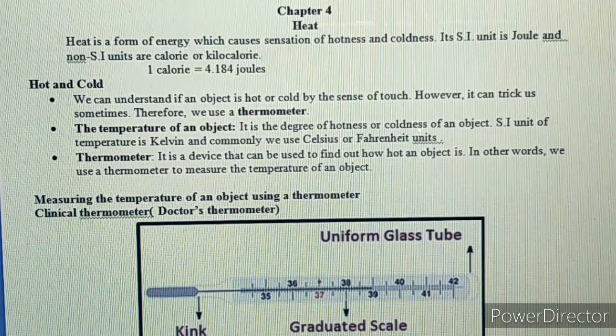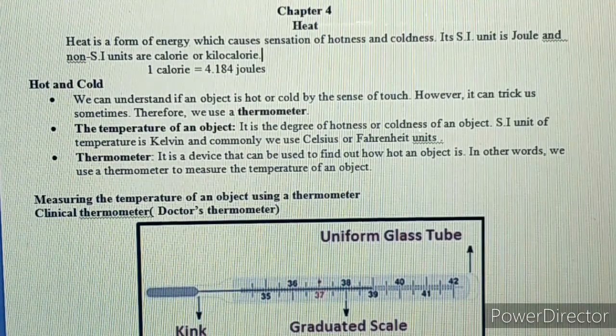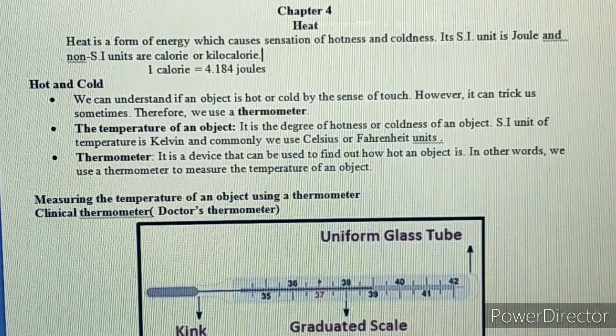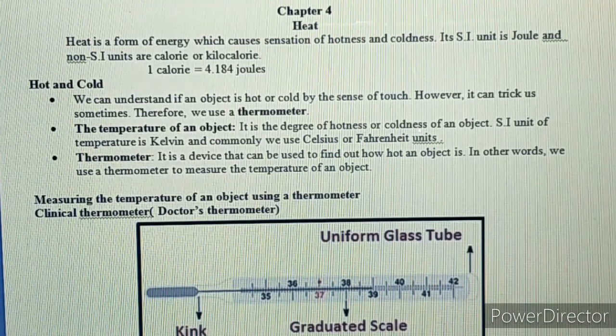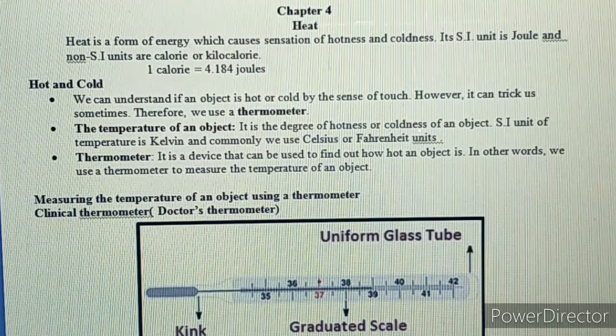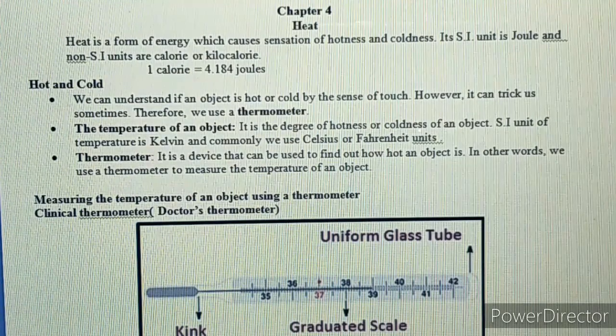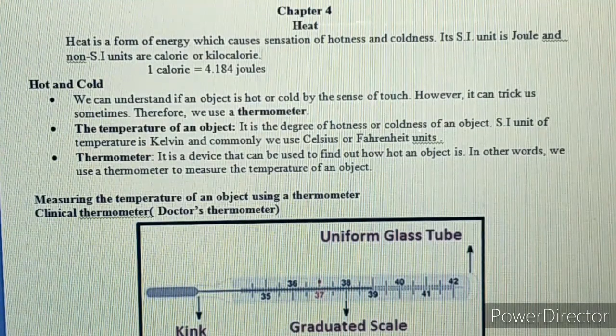So children, get ready for a new chapter. It is a very interesting chapter. Lots of activities are there in the chapter which you can perform at home. So get ready. The chapter name is heat.